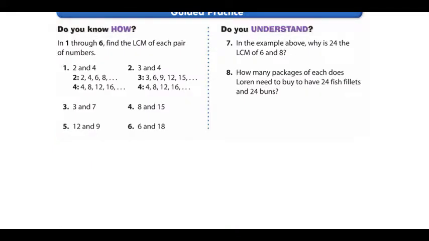Okay, so get your notebooks and pencils ready, and let's do this. Find the least common multiple of each pair of numbers on page 260. So for numbers 1 and 2, they've already got the multiples listed for you. We just need to find the least common multiple.